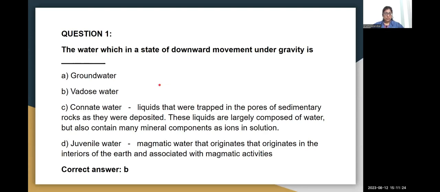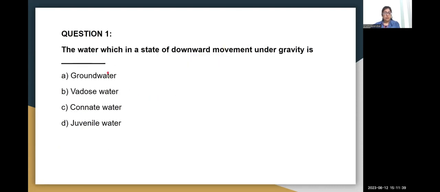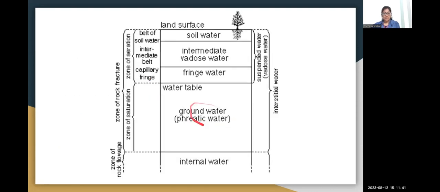So let's just look into the other terms. Vadose water is nothing but the water that enters the zone of aeration. Like I showed here, whatever water is within these two layers is called Vadose water. Groundwater is the water that is available in this zone of saturation.